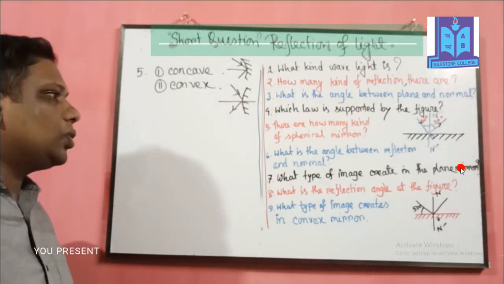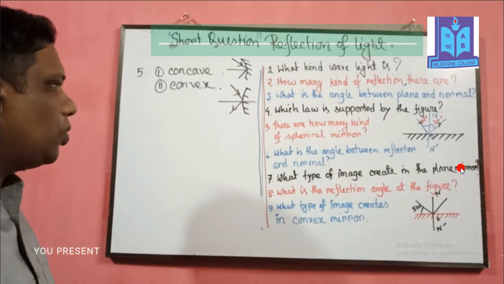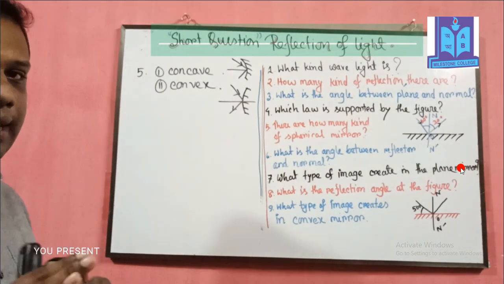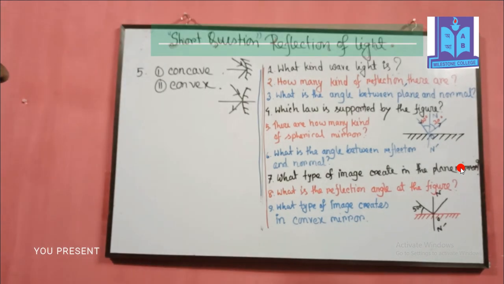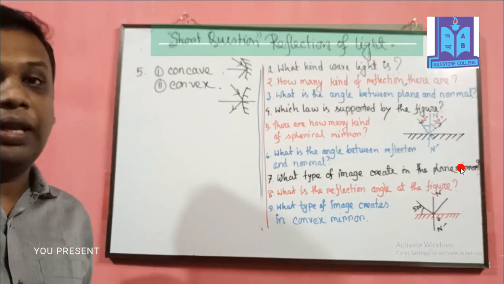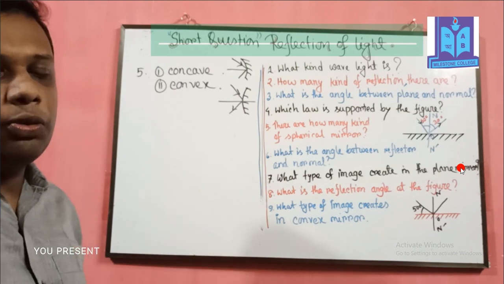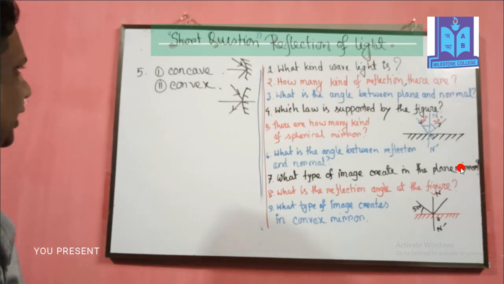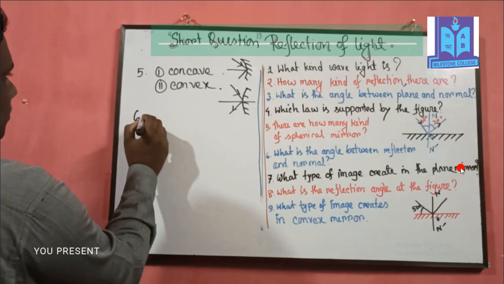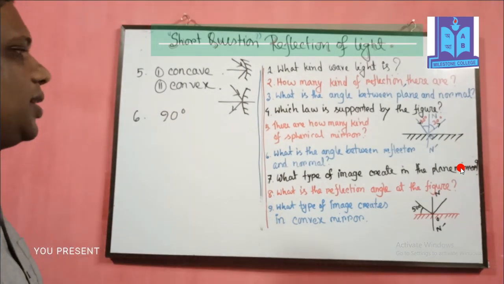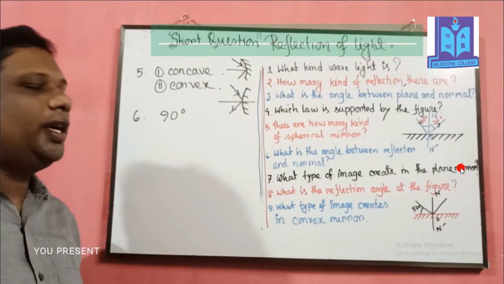Now question number 6: what is the angle between reflector and normal? It is the same question as 3: what is the angle between plane and normal? A reflector works as a plane, so no doubt the answer will be the same. The angle between reflector and normal is also 90 degrees.